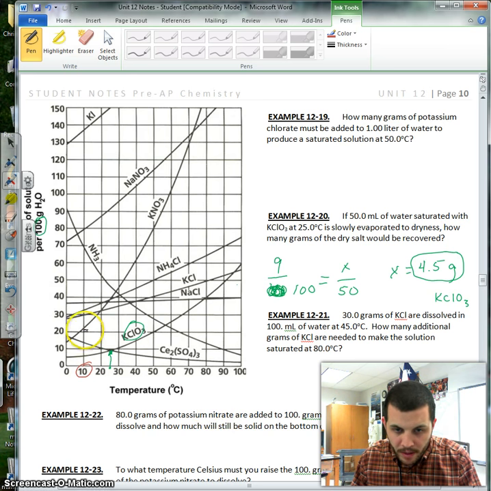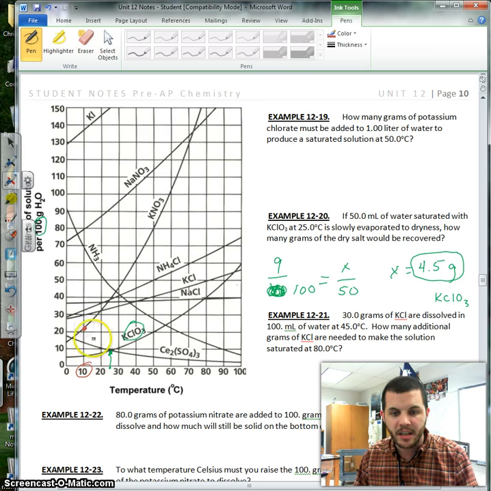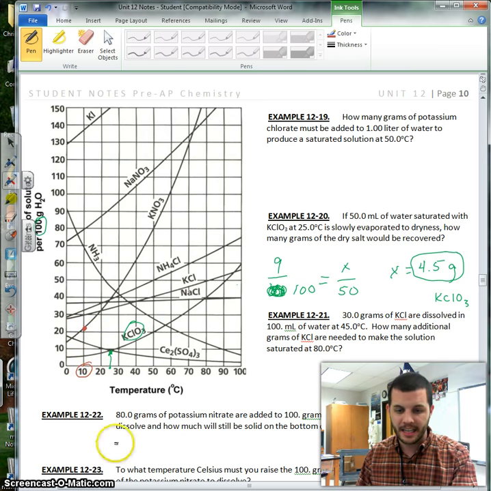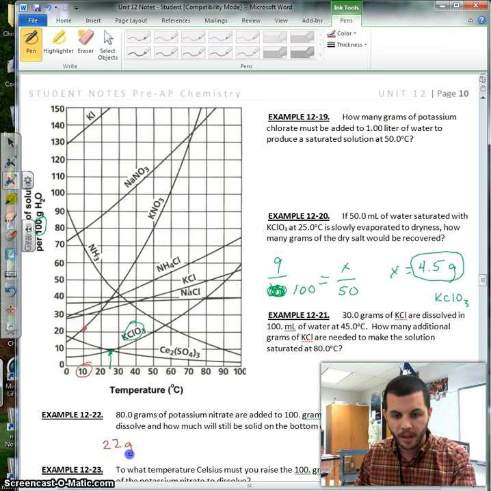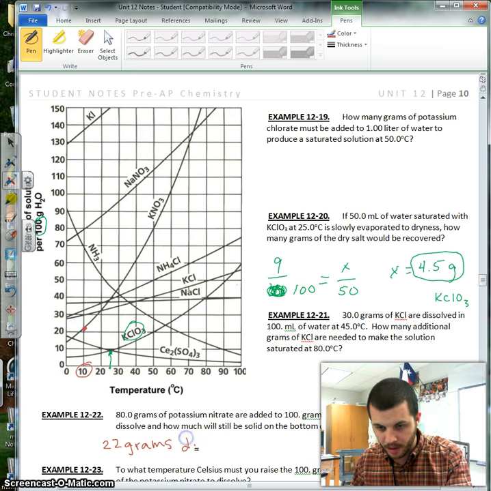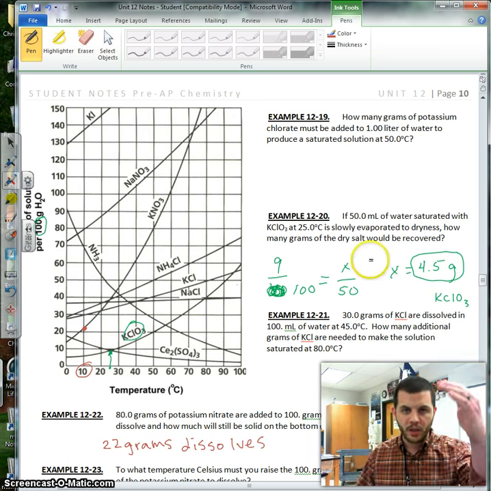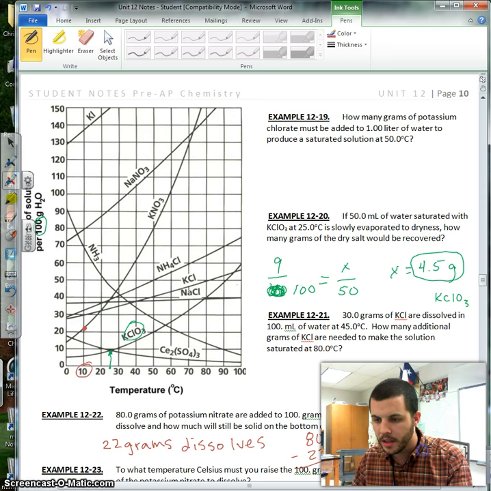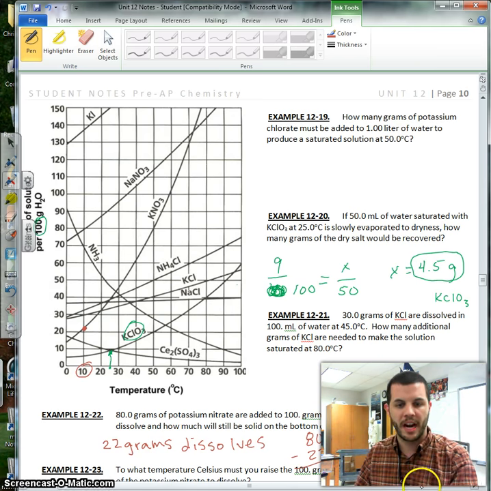And so I'm going to move up here and I'm going to say, oh, at 10 degrees Celsius, it's going to take roughly 22 grams to saturate. So what that means is that 22 grams is going to dissolve. Well, out of my 80 grams total, if 22 of those grams dissolve, then I'm going to say 80 minus 22 equals 58 grams is going to be left over at the bottom.